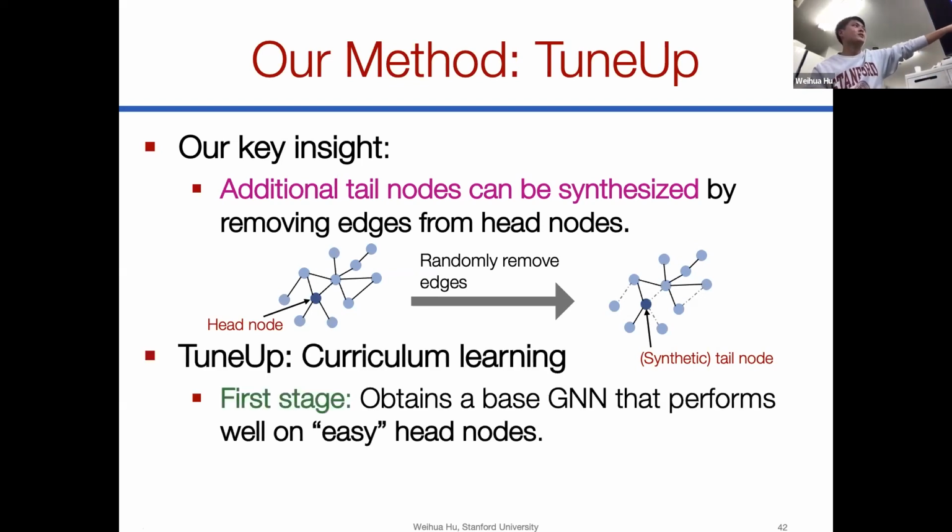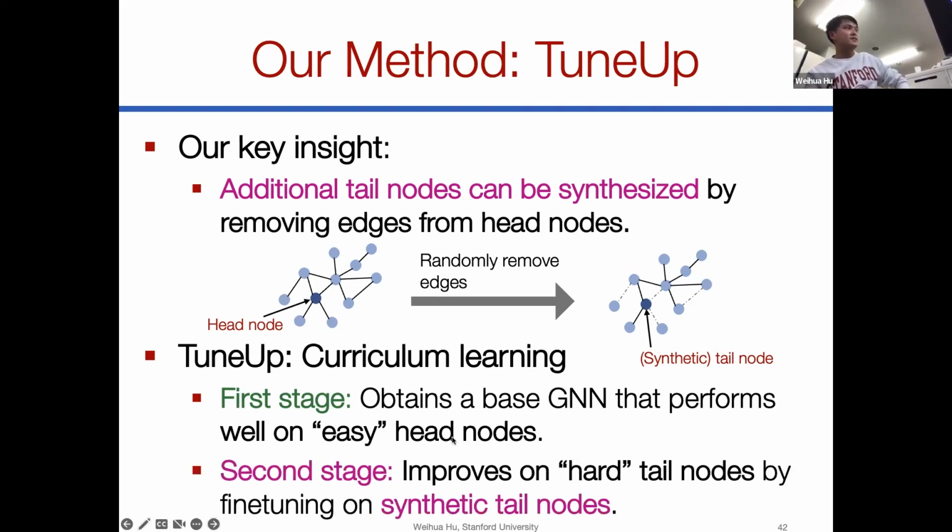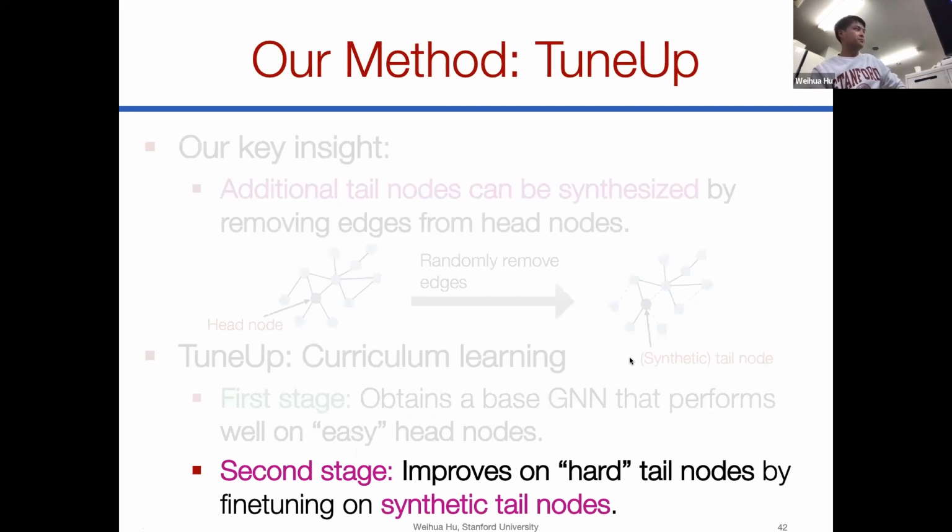And that question leads to the curriculum learning that we developed. Initially, we train our GNN on the full graph to make sure this base GNN performs well on the easy head nodes. So we train the GNN on the entire graph, and in the second stage, we fine-tune this GNN on the hard tail nodes by dropping edges from the head nodes. So we go from easy to hard. It's a kind of curriculum.